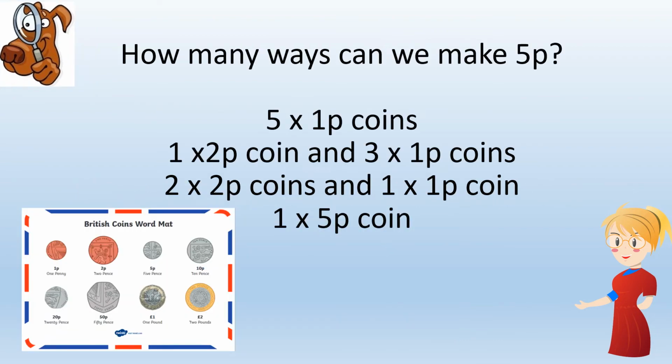Let's have a look. So you could have 5 1p coins. You could have 1 2p coin and 3 1p coins. You could have 2 2p coins and 1 1p coin. Or you could have 1 5p coin. You can't use any of the other coins to make 5p because they all have a higher value than what we need.